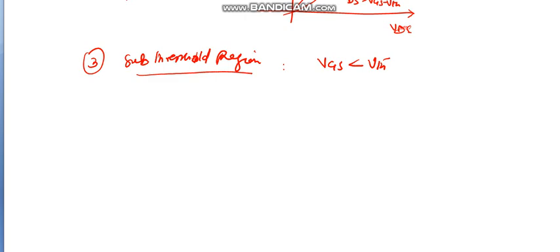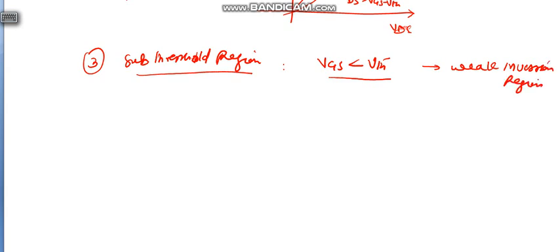Okay. Now let's see the subthreshold region. For this region, the condition is VGS less than VTH. This is also known as the weak inversion region.